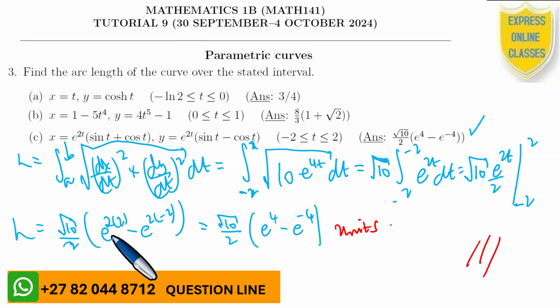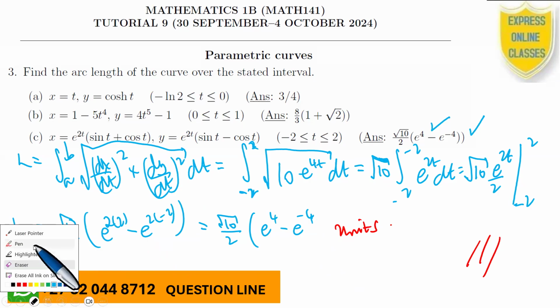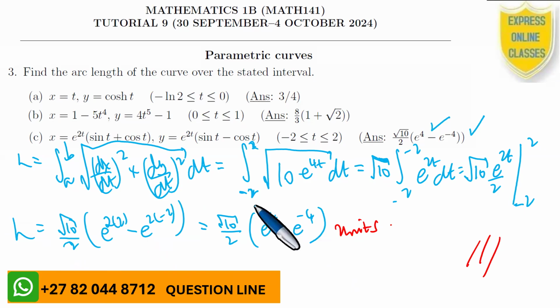So at this point, it is e to the 2t minus e to the 2 times minus 2, which is e to the 4 minus e to the minus 4. So this is what we have. This is the answer that has been given for 3C. It is the square root of 10 divided by 2, in brackets, e to the 4 minus e to the minus 4. So this is the arc length in 3C.